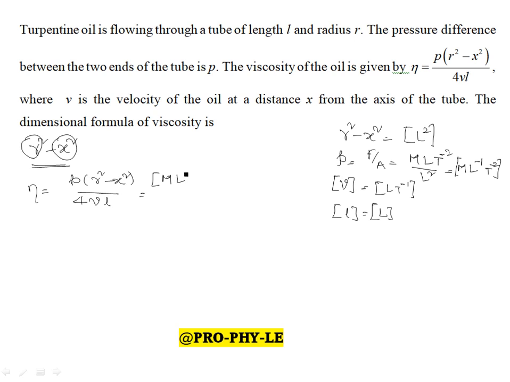What is the dimensional formula for P? That is M L power of minus 1 T power of minus 2, into r square minus x square, that is L square, by 4 into V, that is L T power of minus 1. 4 will not have any dimensions, so need not write that 4, into L. Now from this, L into L is L square, so L square gets cancelled, and T power of minus 1 on T power of minus 1 gets cancelled. You are left with M L power of minus 1 T power of minus 1. So this is the corresponding dimensional formula for coefficient of viscosity.